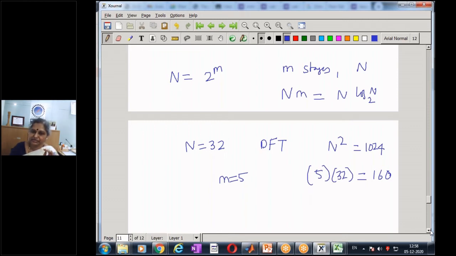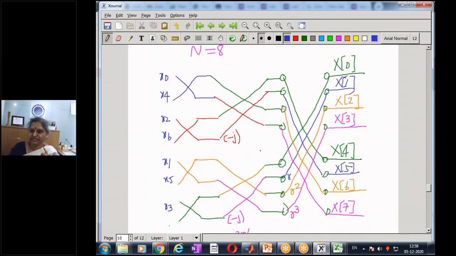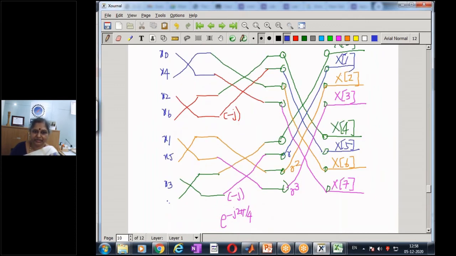So this is why it is known as the fast Fourier transform, because the algorithm gives the result fast, the computation time is reduced. Now there's one more observation that we need to make. This is x3 and this is x7. Here my output is in sequence.